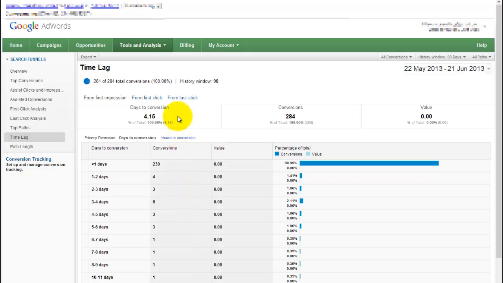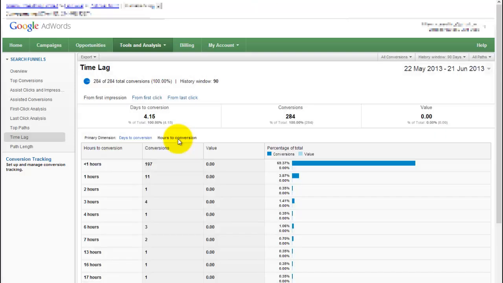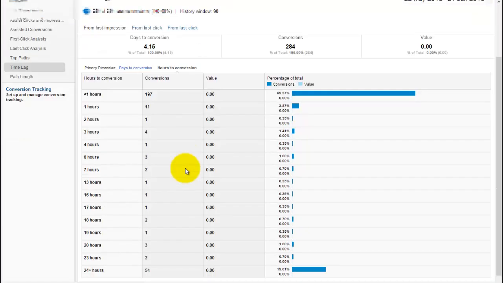So days to conversion now is showing 4.15. We can even look at hours per conversion if you want to. Interesting data. We've got 70% of our conversions happening within 1 hour. But we've got 20%, 19% of our conversions happening more than 24 hours later. So anybody who doesn't convert within an hour, we're not really getting them coming back, and that could be because of low impression share.